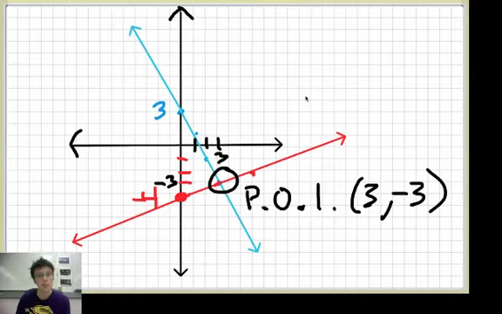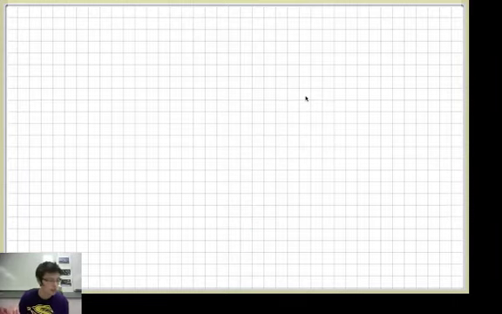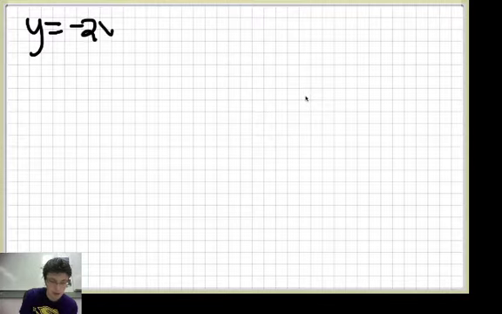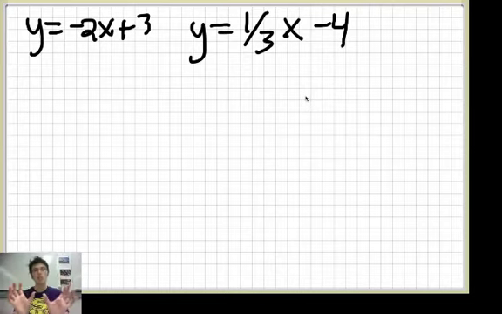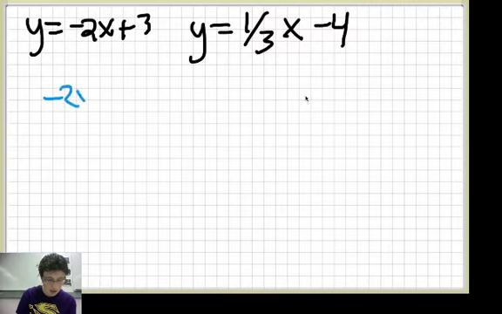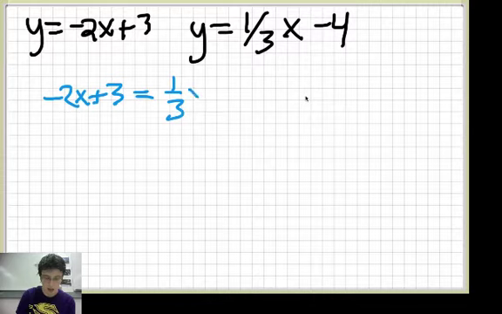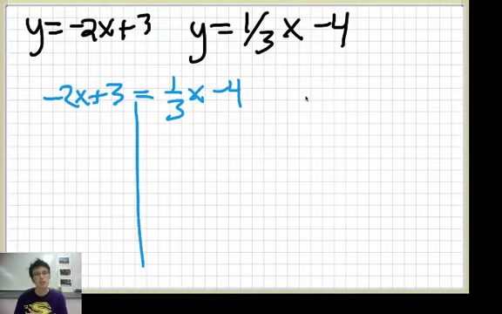So now we try a different method. The new method is going to be equal values. We're going to take those rules. Remember, the rule was y equals negative 2x plus 3, and the other rule was y equals 1/3 x minus 4. The equal values method says take the two rules and set them equal to each other. So take negative 2x plus 3 and set it equal to 1/3 x minus 4. Put a line down the middle, solve for x.